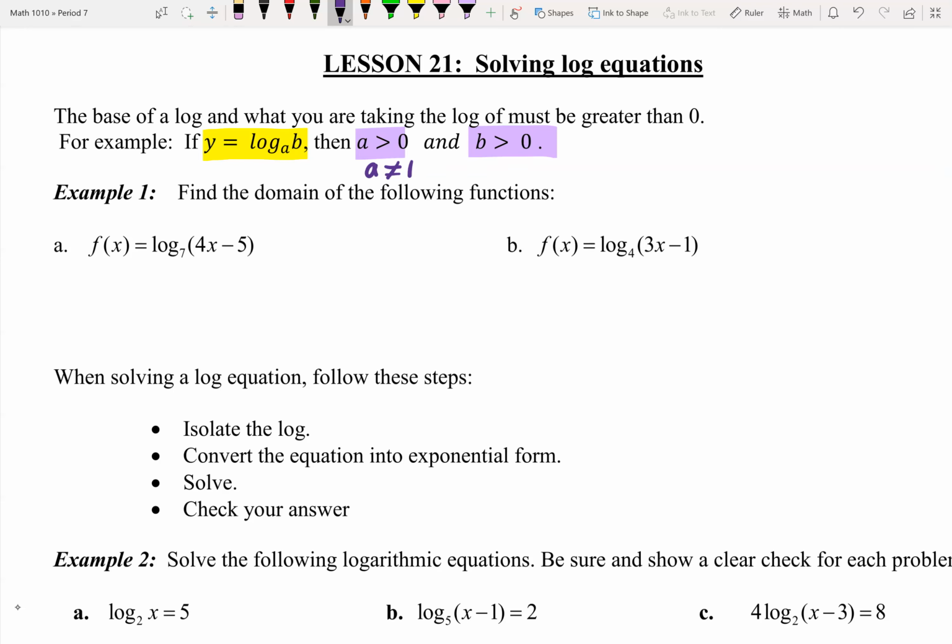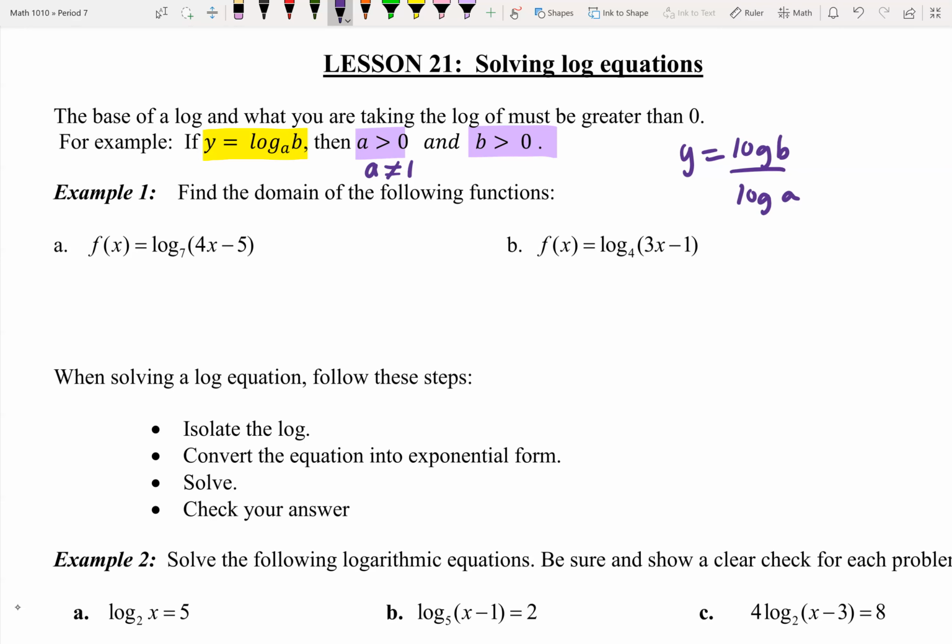Here's why a can't be 1. I'm just going to tell you. I didn't even tell my other classes. If you did the change of base formula on that yellow, you'd get log of b divided by log of a. Well, if a was 1, what's the log of 1? Do you guys remember? Log of 1 is 0. So I'd be dividing by 0, and I can't. That's why a can't be 1. But you guys, I don't think that's ever going to come up.